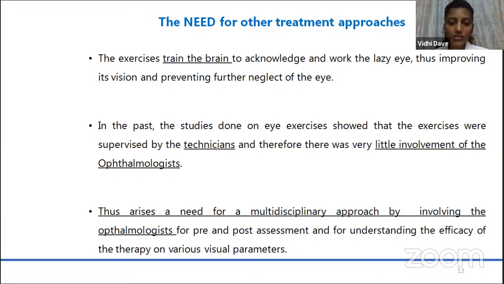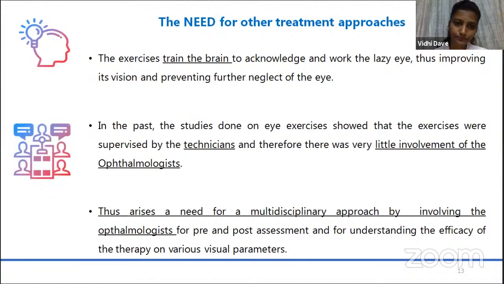Along with that, we also need to remember that a multidisciplinary approach for treatment of amblyopia is required, because all the previous studies that have been done on amblyopia show that there is very little involvement of the ophthalmologist when it comes to the treatment of amblyopia. So a multidisciplinary treatment approach would be better in understanding the efficacy of our treatment.